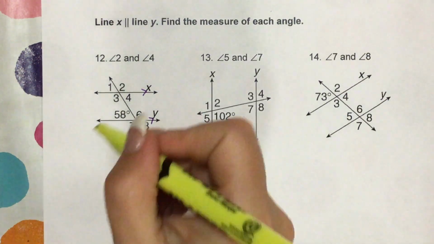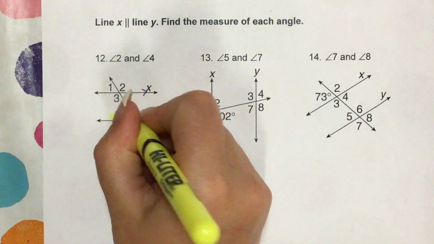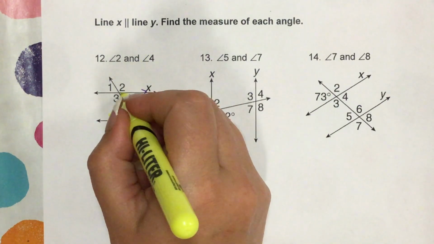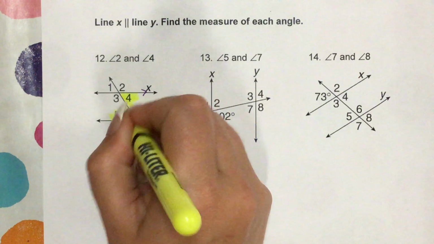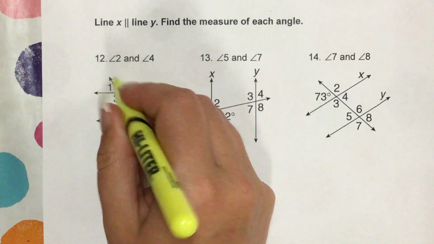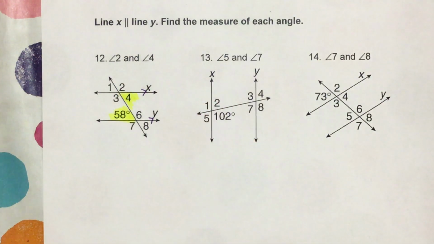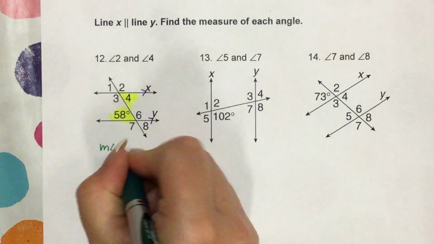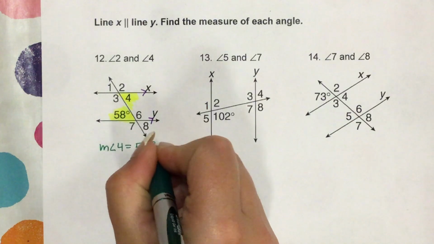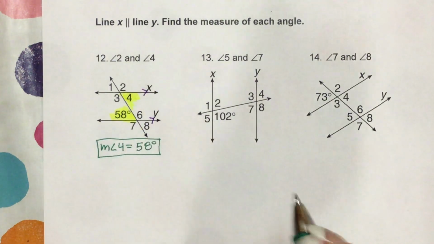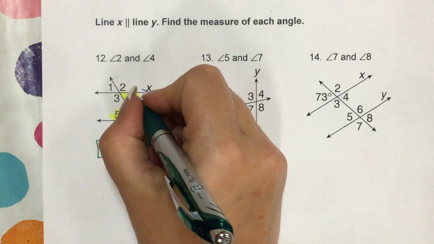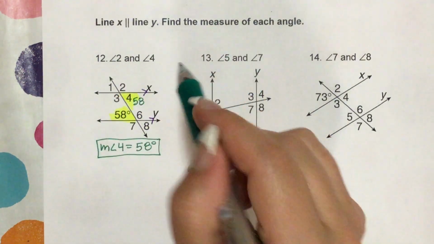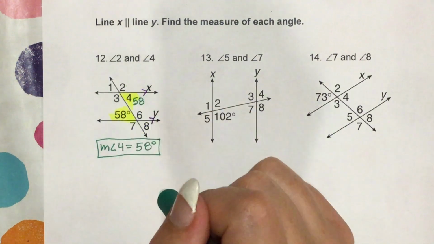Okay, what I notice about 58 is that it's an interior angle. And what I notice about 4 is it's also an interior angle, but it's an alternate interior angle because it's on the alternate side of this transversal. So what that means is that the measure of angle 4 is equal to 58 degrees. So if you got that one right, great job. We know that angle 4 is 58 degrees. And now we need to determine what angle 2 is.